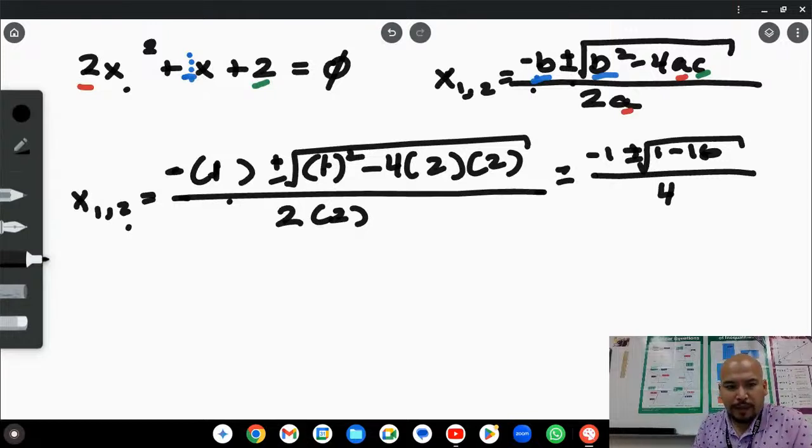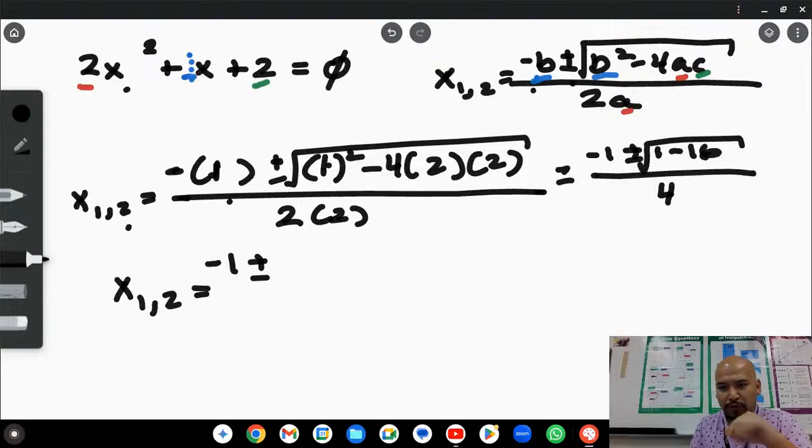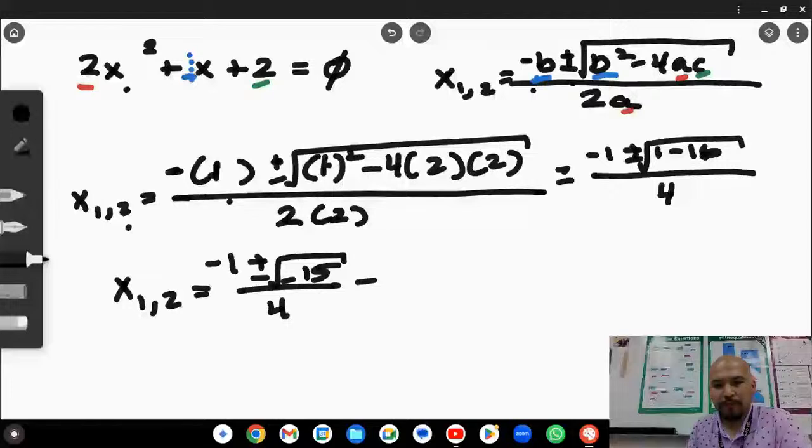Right? And then in this case, we're going to have an irrational imaginary solution, which, by the way, don't worry about the imaginary part for this test. I won't test you on that yet. But just know that the irrational part, I'm still going to test you on that. So this is going to be square root of negative 15 divided by 4. And if you want, you can already split up the fractions.